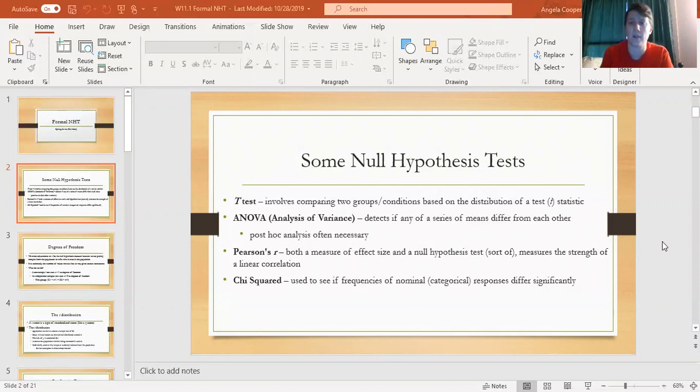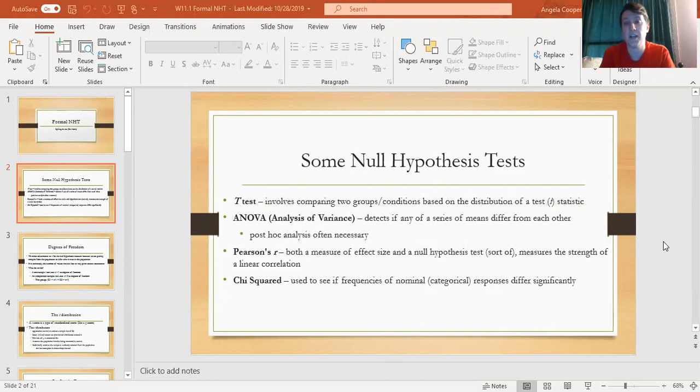Pearson's r is another hypothesis test. That's also a measure of effect size. Again, Pearson's r of 0.1 or negative 0.1 is considered weak, 0.3 or negative 0.3 is considered medium, and 0.5 or negative 0.5 is considered strong. But this is looking at the strength of a linear correlation. So that's just the line, rise over run, essentially.